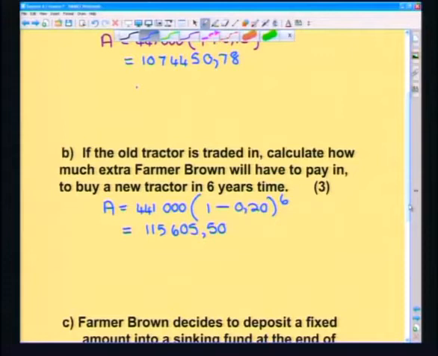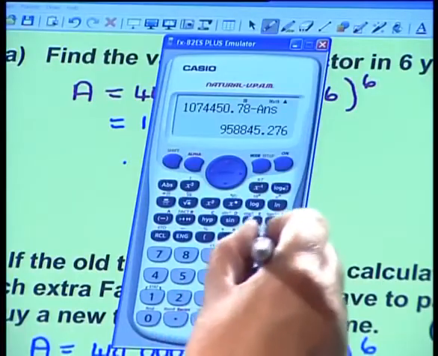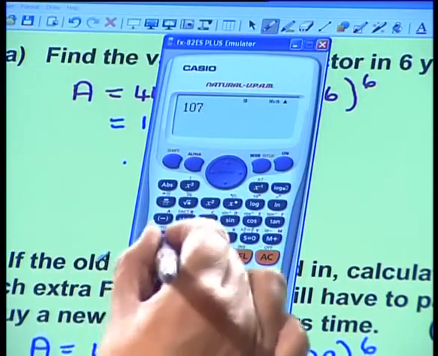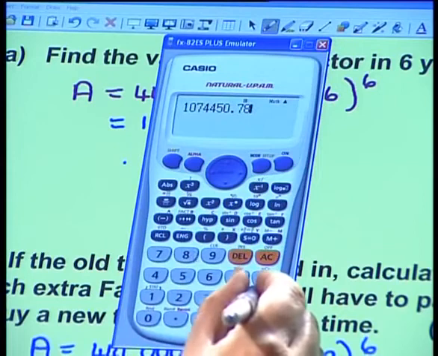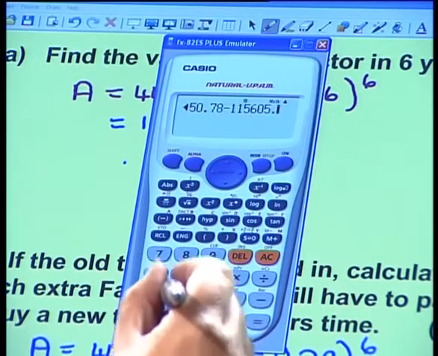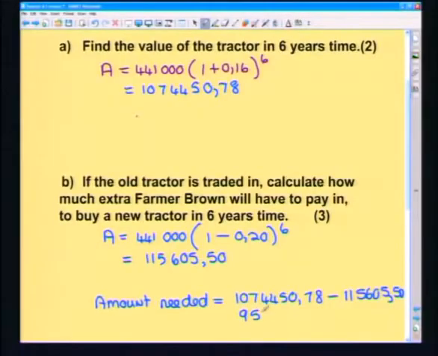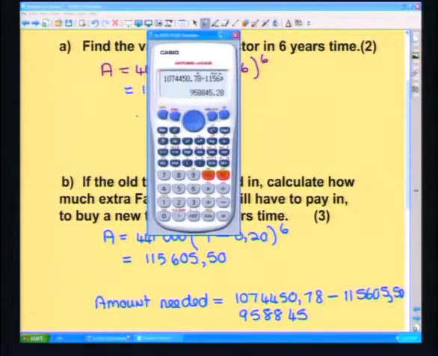So in that case, we have to find out what the shortfall will be. So what we would do is we would say, right, the amount needed would equal 107,445,078, and I would subtract how much I could get on my trade-in, which is the book value of this tractor, over here. Right, let's pull up the calculator and actually work this out. So let's clear it. We're going to go 107,445,078, and we're going to subtract from that 115,605.5. Right, and there we see our amount coming out quite clearly as 958,845. And let's pull up the cents and just check what they said. It's 28 cents.